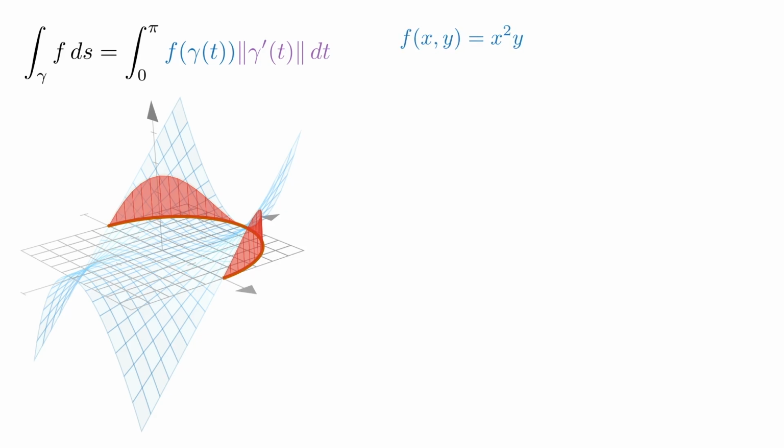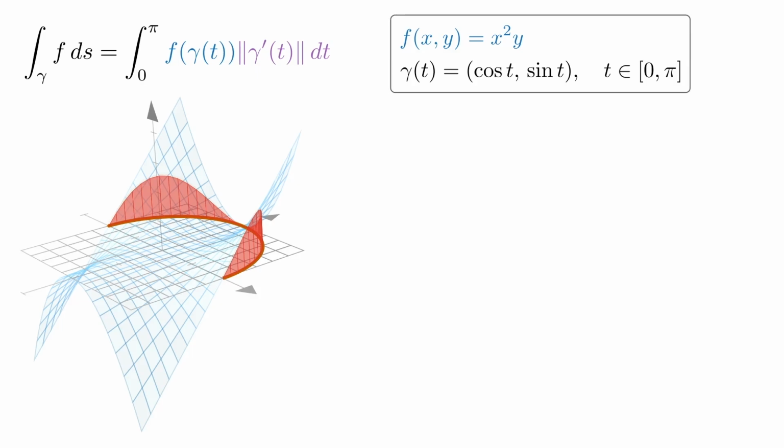Our function is f of x comma y equals x squared times y, and our parametrization is gamma of t equals cosine t comma sine t. So we substitute x equals cosine t and y equals sine t. That gives f of gamma of t equals f of cosine t comma sine t equals cosine squared t times sine t.